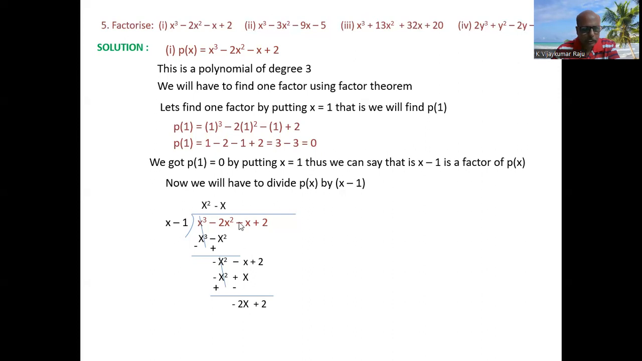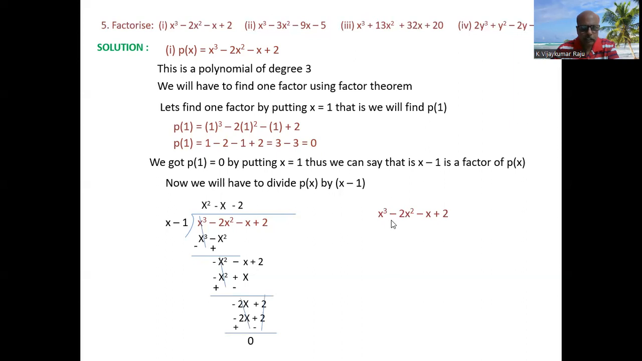I want minus here, so I should take minus here. 2x I want. x is here, so I need only to take 2. So minus 2 I should take. Minus 2 into x is minus 2x. Minus minus 2 is plus 2. So if you see here, the sign here is minus. Minus plus cancels. Plus minus cancels. Your remainder is 2. That means this and this together are the factors of this.